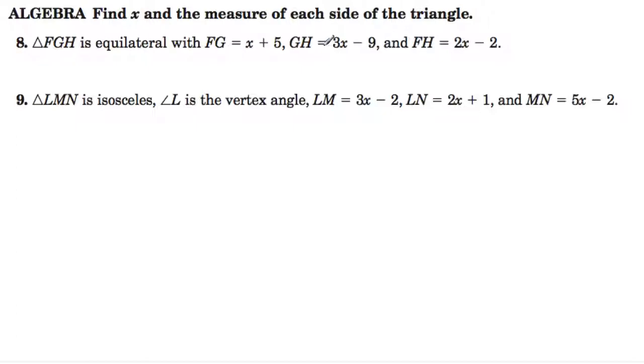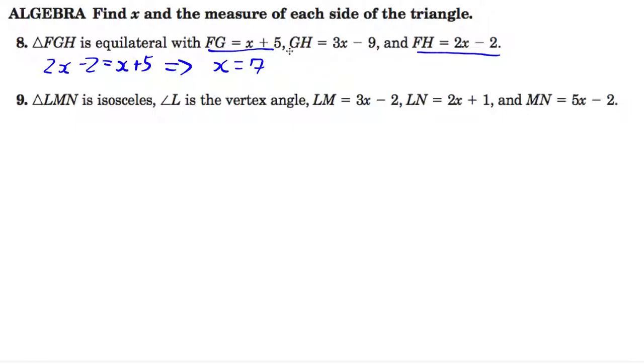All right, so next up, we want to find x if the measure of each side of the triangle is given. Triangle FGH is equilateral, meaning all sides are congruent. So we can take any two of these sides and set them equal to each other. I'm going to take the first side, FG, and the last side, FH, and set them equal. If 2x minus 2 is equal to x plus 5, this leads us to x is equal to 7.